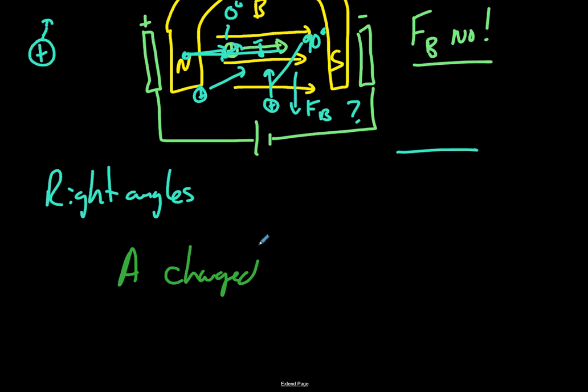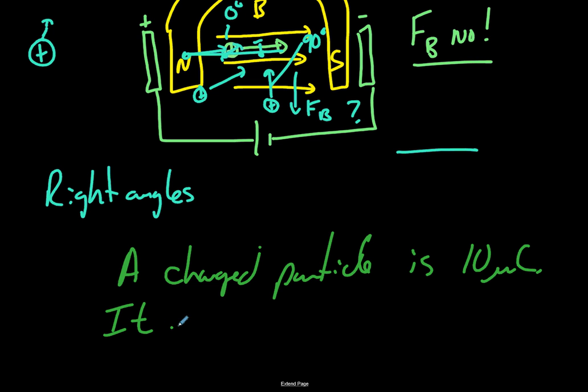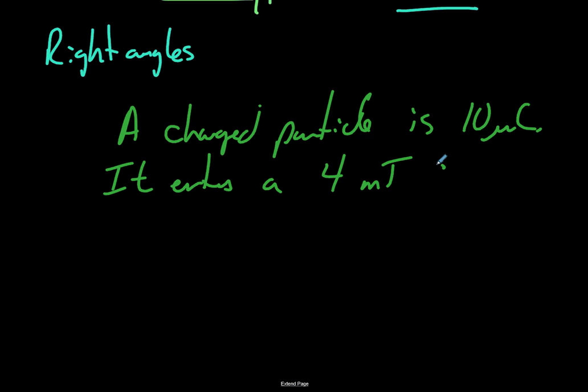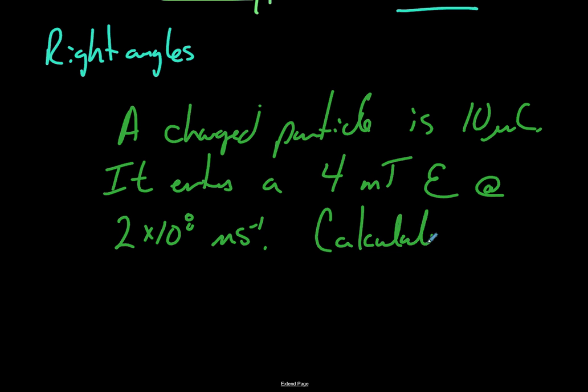A charged particle is, let's say, 10 microcoulombs. It enters a 4 millitesla electric field at, say, 2 times 10 to the 8 meters per second. Calculate FB. So how am I going to do that?